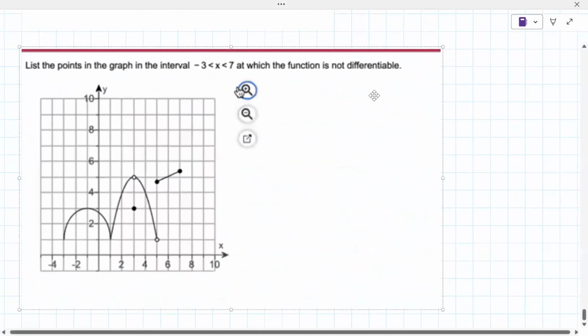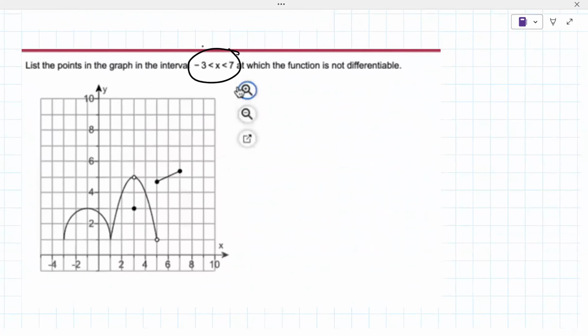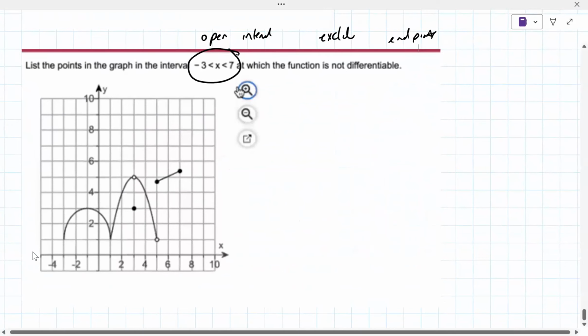All right, so a couple things here. This is, again, an open interval. What that means is that you exclude the endpoints. You don't look at the endpoints, because the function is not differentiable at the endpoints. But that's a separate thing here.